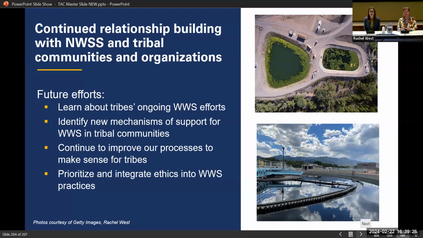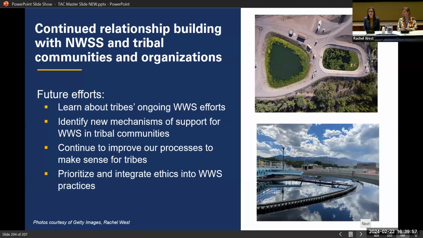We also want to identify new mechanisms of support for wastewater surveillance in tribal communities. That's primarily funding, but also technical support. How can we make that best available to these communities? And then to continue to improve our internal processes so that they work well for tribes. If there are barriers to entry, we want to know about them. If it's our data platform, if it's our communication, or even the language we use around wastewater surveillance, how can we use the incredible knowledge of our tribal partners to better improve our processes?